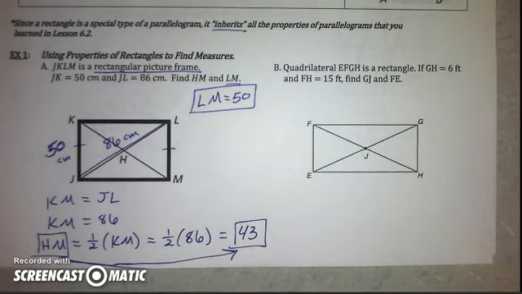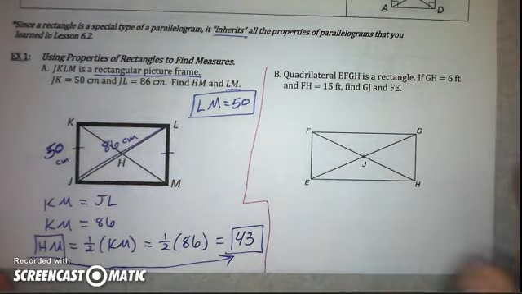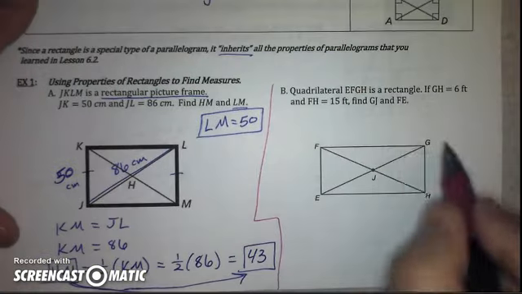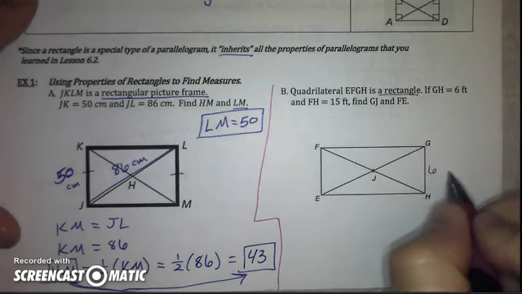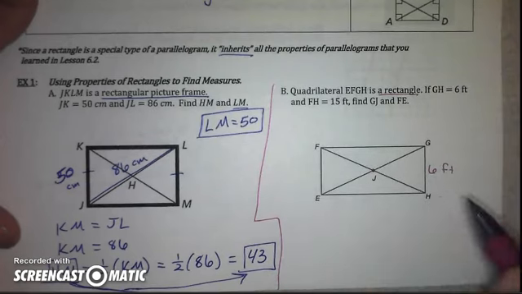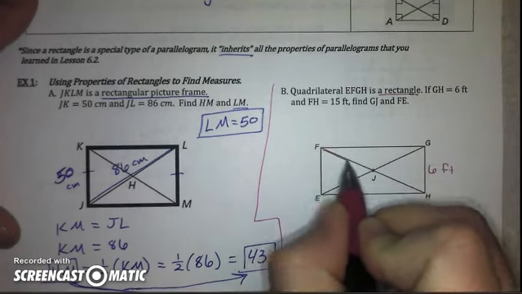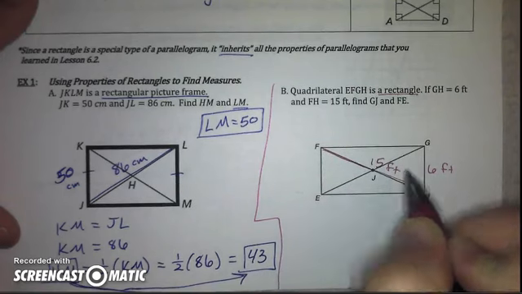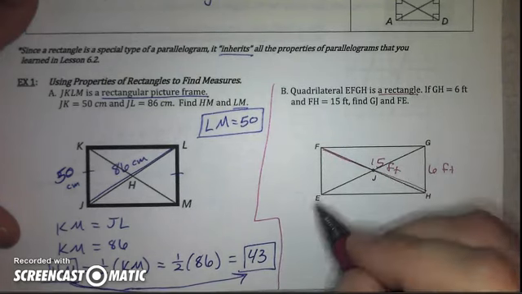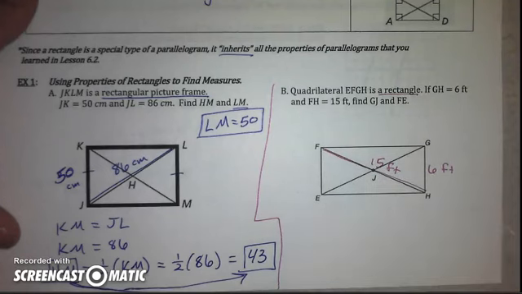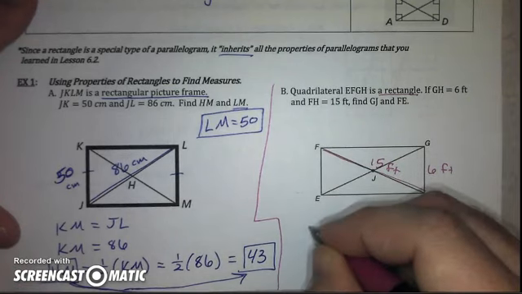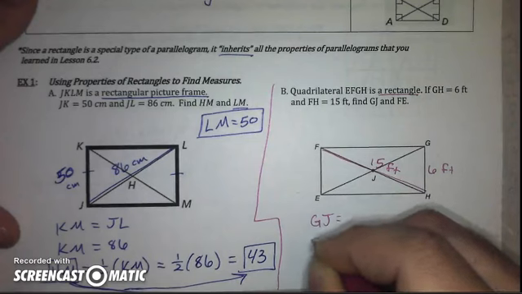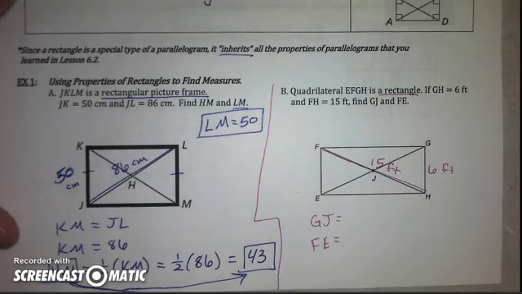All right. For part B, we are told that EFGH is a rectangle. We're told that GH is 6 feet, and FH, the diagonal, is 15 feet. We need to find GJ and FE. This is going to be very similar to example 1A. I want you to go ahead and find those two things. Find GJ and FE. Alright, if you need more time, pause the video. Otherwise, this is what we should get.